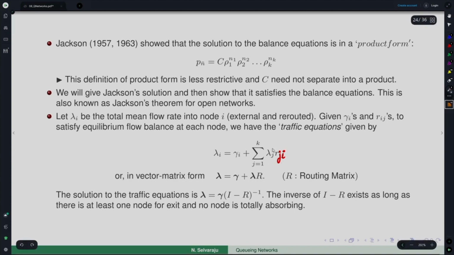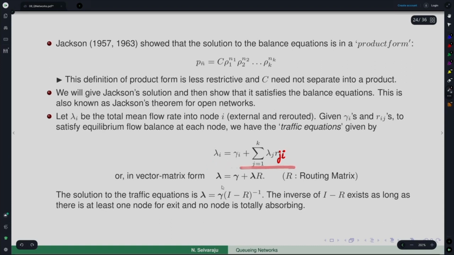Now, for the jth node, it arrives at the rate lambda j, and out of this rate, r_ji is the proportion of arrivals or customers that go to node i. This j can be any node, even the same ith node itself. So this is the total of the internal flows into node i, and this is the external flow into node i. So lambda i is equal to this.